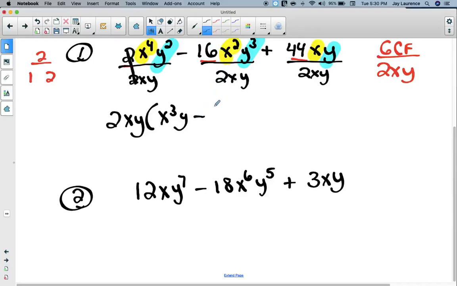All right, 16 divided by 2 is 8. x squared divided by x is x. y cubed divided by y is y squared.